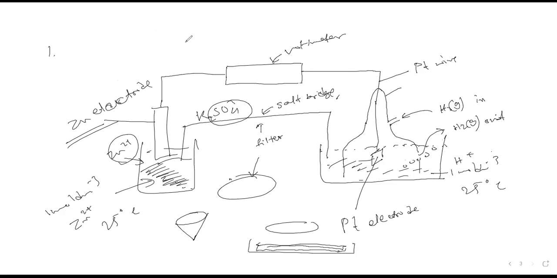Now the part of the electron potential value. In the data booklet, it's given as negative 0.76 for the zinc. Now, how are we going to write it here?